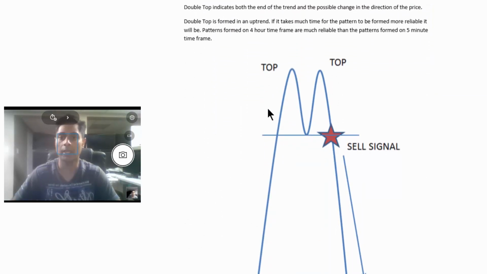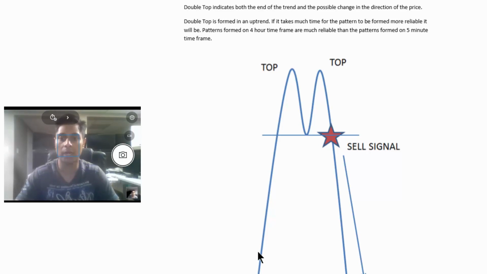Next on the list we have the double top, a high probability Forex reversal pattern. Now, a double top indicates both the end of the trend and a possible change in the direction of the price. A double top is formed in an uptrend. The more time it takes for the pattern to form, the more reliable it will be. For example, double top patterns formed on a 4-hour time frame are much more reliable than double top patterns formed on a 5-minute time frame.